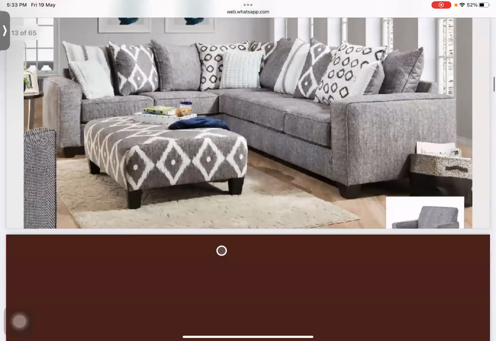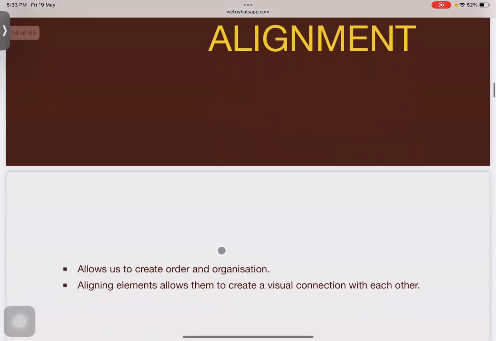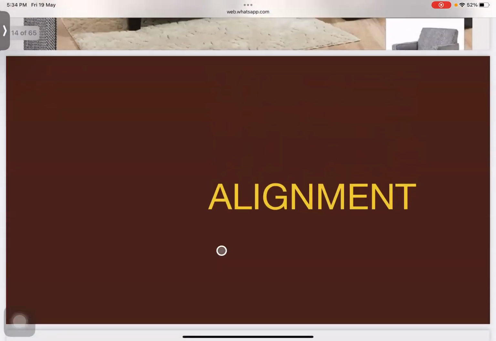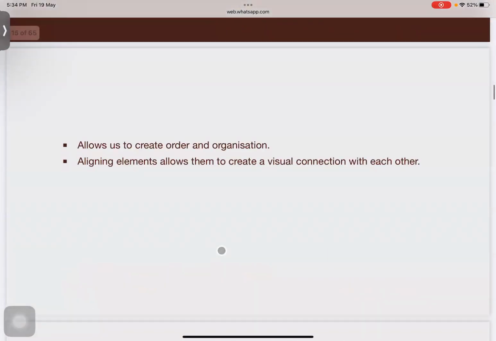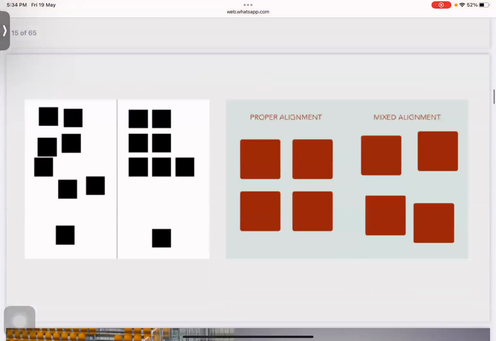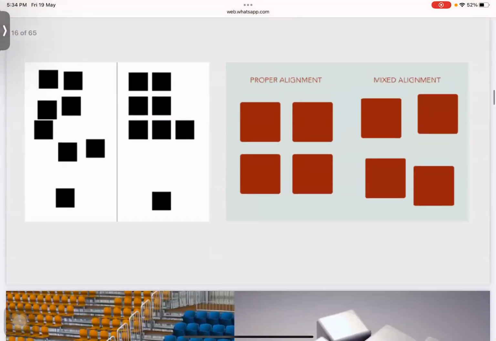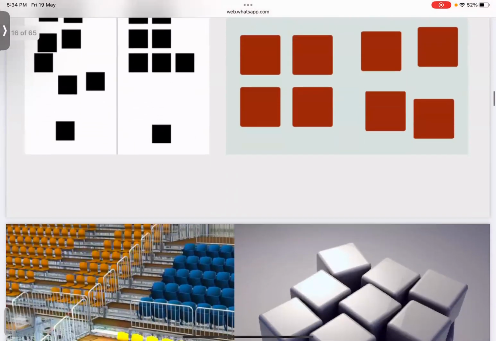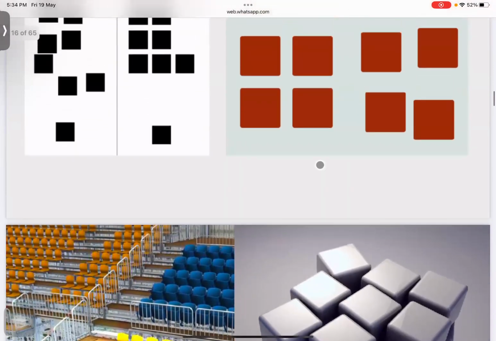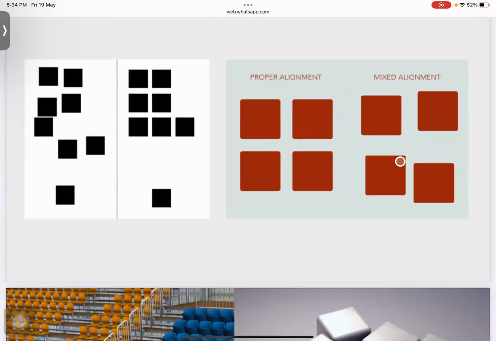Now the next one which we have is alignment. Alignment is again one of the most important principles, and it allows us to create order and organization. Aligning elements allows them to create a visual connection with each other. So what happens in alignment? For example, this one on the left-hand side is in proper alignment. The right-hand side is mixed alignment.